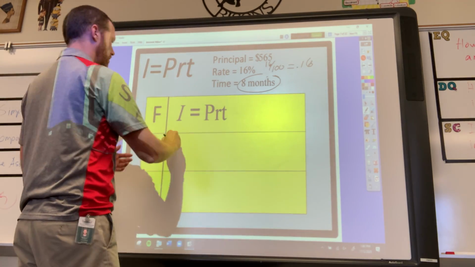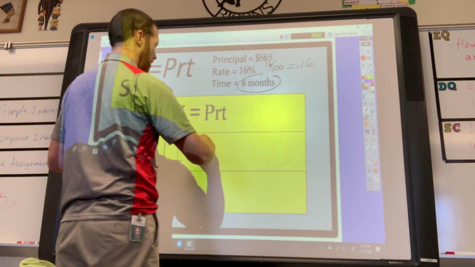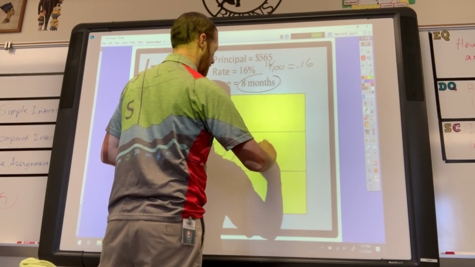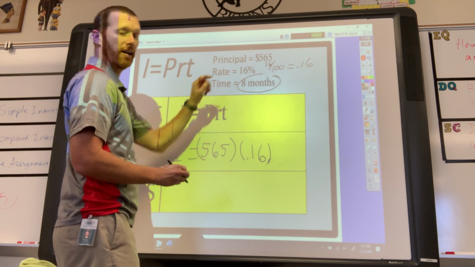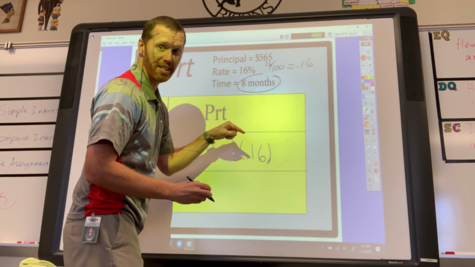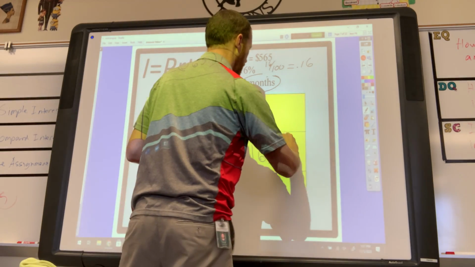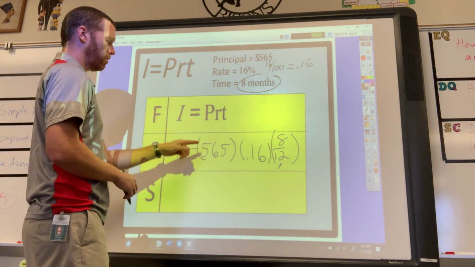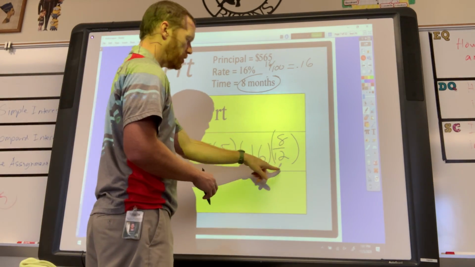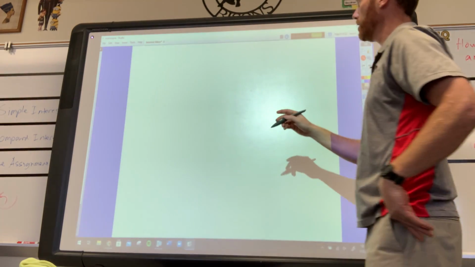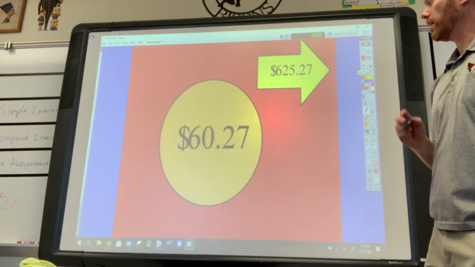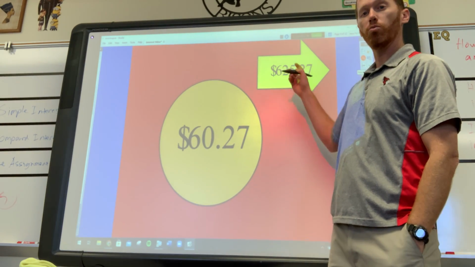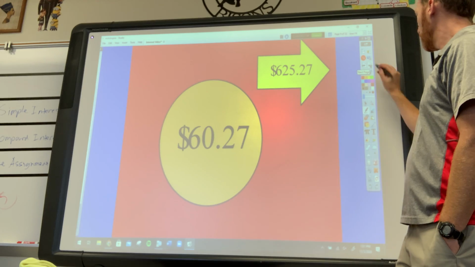So you go down here, you plug everything in, interest equals 565 times 0.16 times, and here's where it gets interesting. How do we turn months into years? You divide by 12. So just write in 8 divided by 12. If you run it across your calculator, that times 8 divided by 12, you will get that answer right there, $60.27. And the total amount for that operation would have been $625.27.